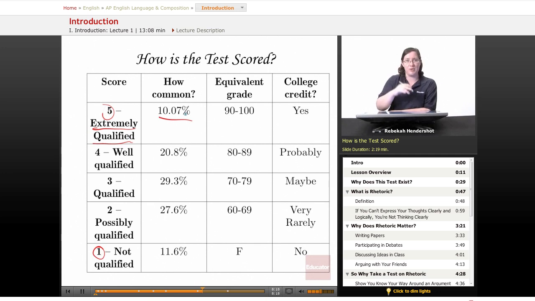Unfortunately, only about 10% of students who take the test get this score. It's equivalent to a 90 to 100% in class. It's your A grade, and you will almost certainly get college credit for it.